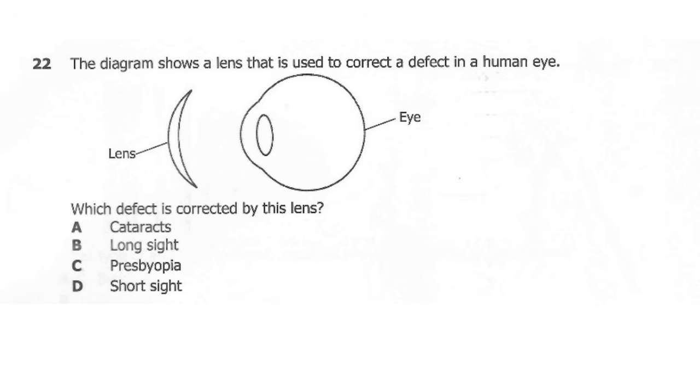The correct answer here is B, long sight, because the lens which is being used here is a convex lens. So the convex lens is actually used to correct long sight, because in long sight, the light rays, when focusing a near object, will actually be formed after the retina. So you want to converge the rays so that they land on the retina. So that's why here we use a convex lens. For short sight, we are going to use a concave lens. So that's why here our correct answer is B, long sight.